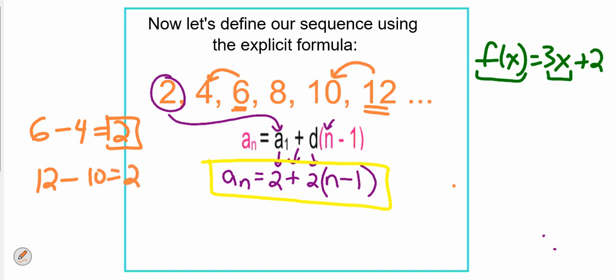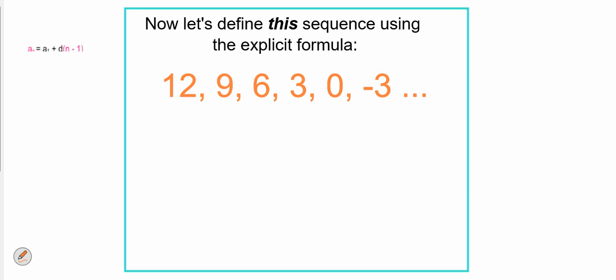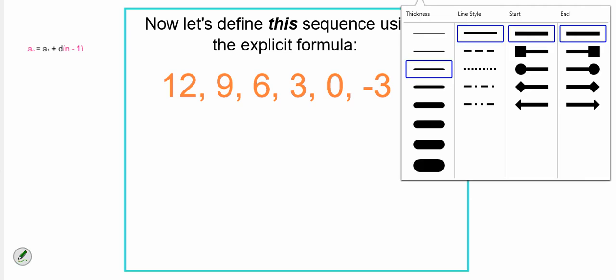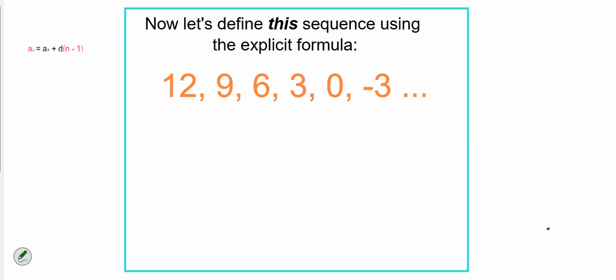All right, let's try this again. So we've got a new sequence, and we want to define it. And of course, we're going to use our formula. We know that when we start, we're going to start with a sub n. We know we've got the next one as a sub 1. This one is my a sub 1, so that goes there. And now I just need my d.